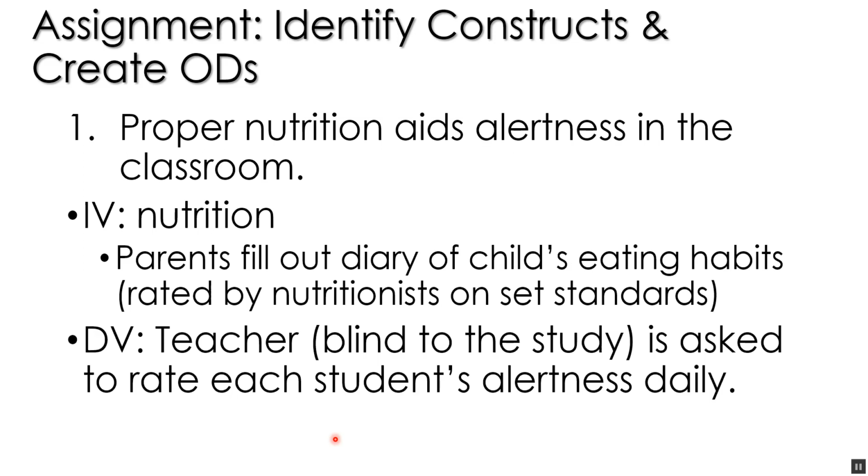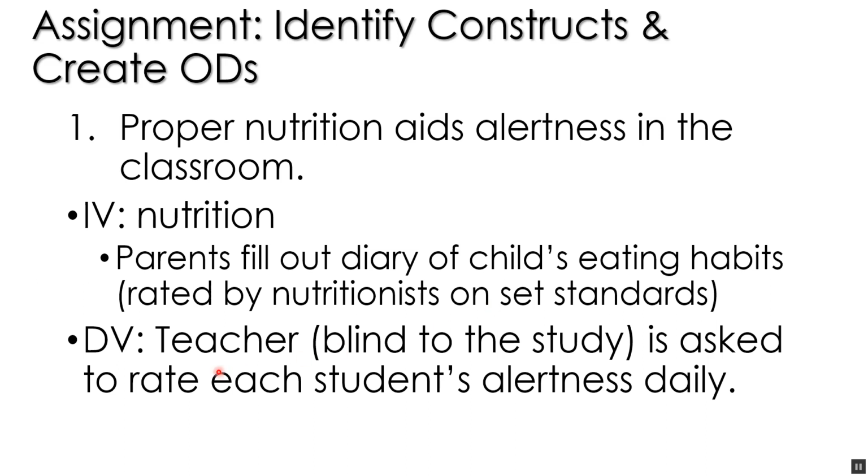Another example: proper nutrition aids in alertness in the classroom. What that's saying is that the independent variable is nutrition and the dependent variable is alertness, and that having proper nutrition increases alertness. So we could operationally define nutrition as the parents of children filling out a diary of the child's eating habits. And then, of course, the diaries need to be rated by nutritionists on a set of standards, which produce numbers, for example, a scale of 0 to 100 on how nutritious a child's diet is.